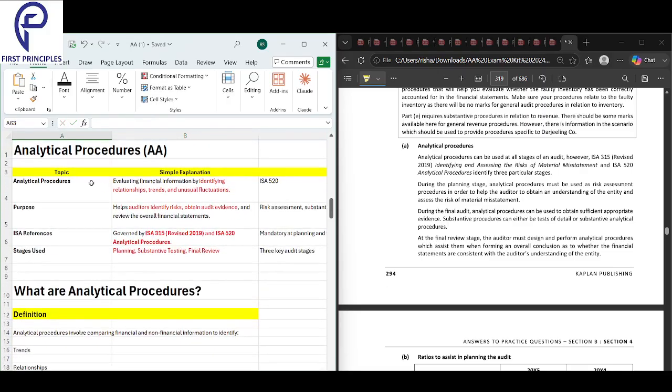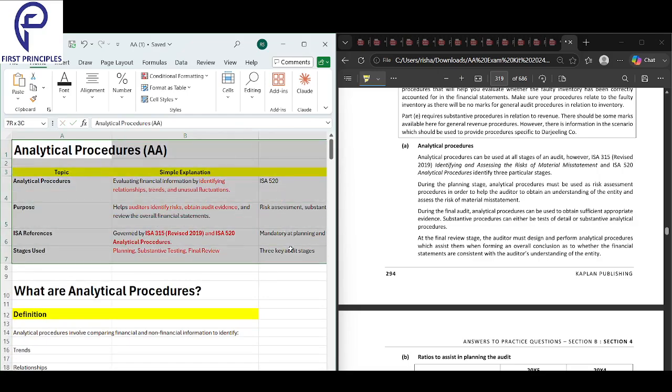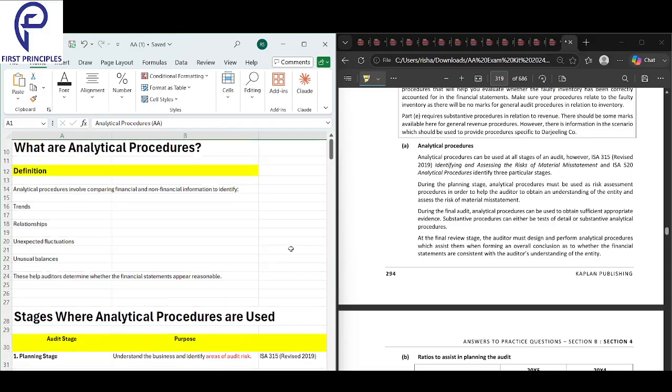Okay, so taking it from the start, first, what did we understand? What are analytical procedures? I hope this is clear. It is comparison. We look into numbers of this year and last year, this company's numbers and competitor numbers. You look into the comparison. That is called analytical procedures.